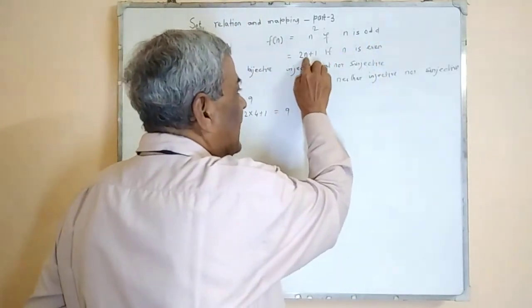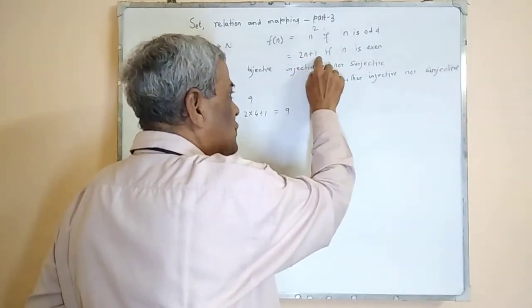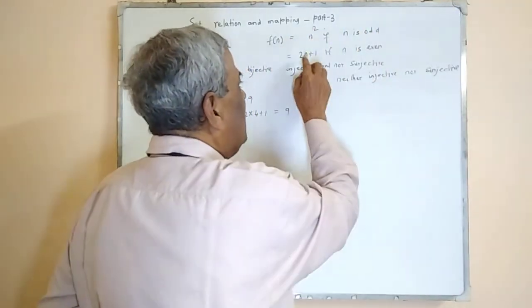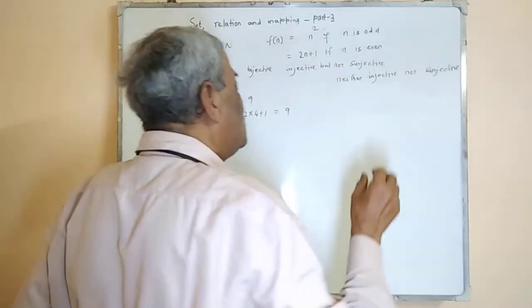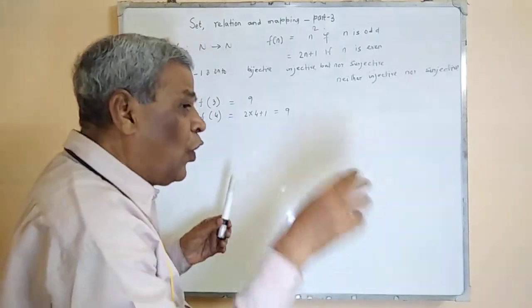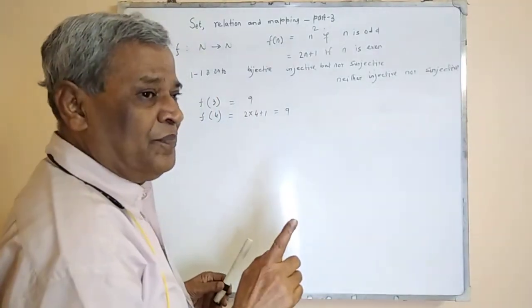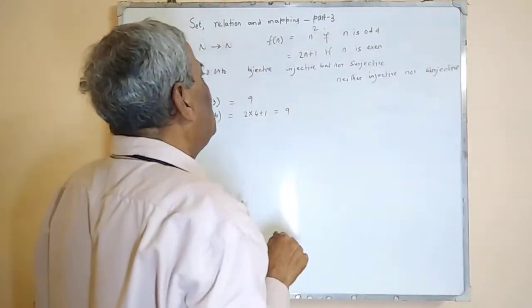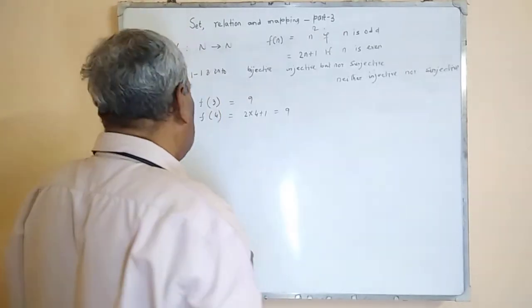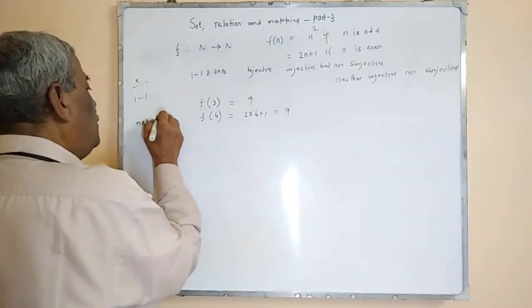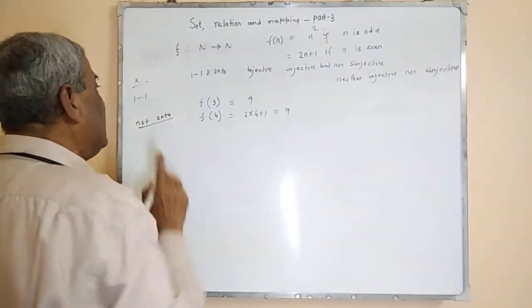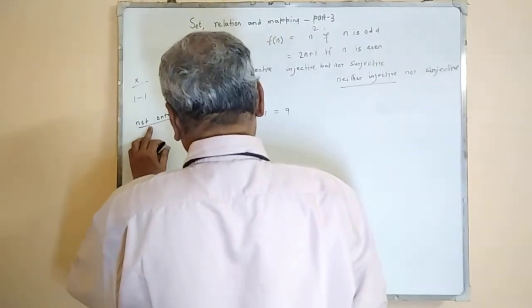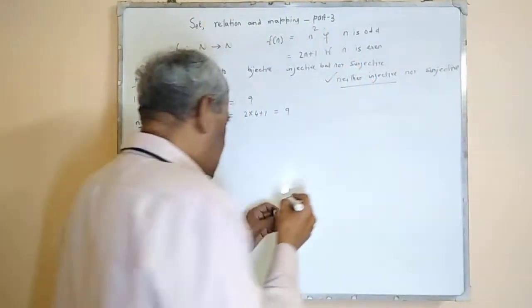It is very clear, whether n is odd or even, this together is an odd quantity. By this law it gives an odd quantity, and by this law it is also an odd quantity. So whether n is odd or even, the result is always odd. So all the even numbers here are untouched. So it is not onto, so into. Not one-one, that is not injective, not surjective. Surjective means onto. So this is our correct option.